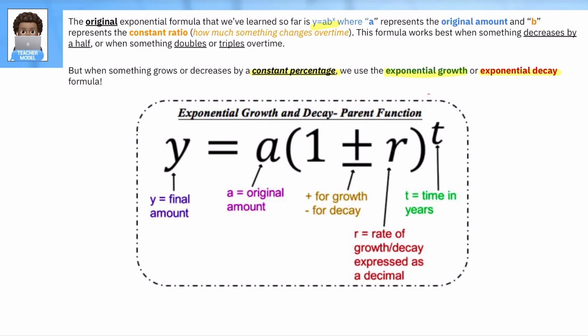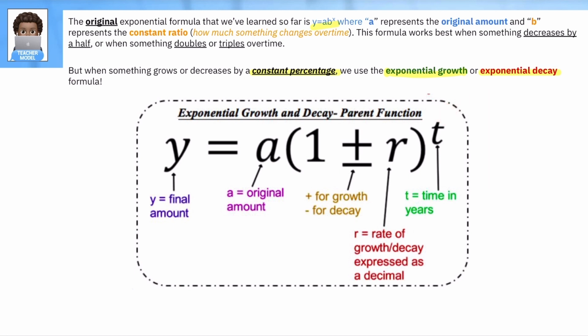So let's look at what that function looks like. You'll notice, here we go, our final amount is equal to our A, original amount, 1 plus or minus that rate. So obviously if it's an increase, we add the rate. If it's a decrease, we subtract the rate. But the rate has to be written as a decimal. And then this is to time in years. So that's going to be our exponent.